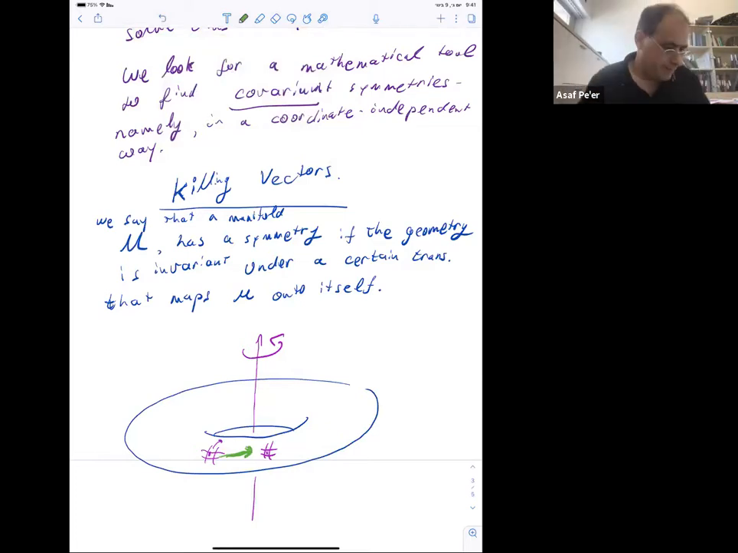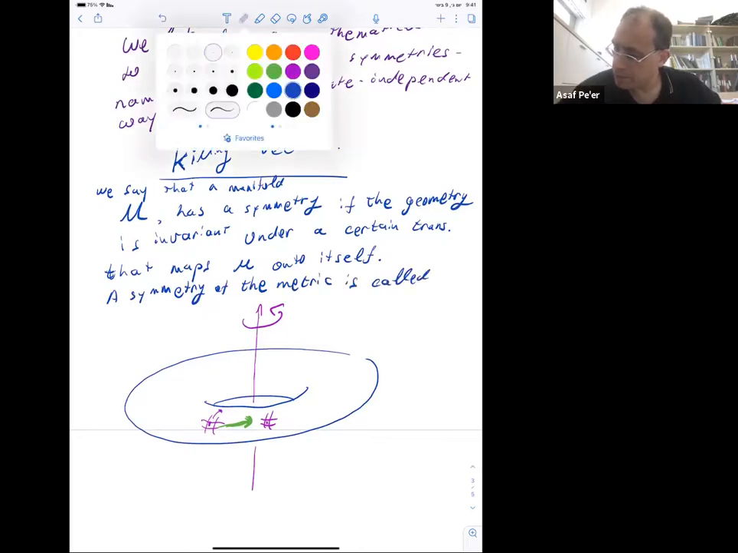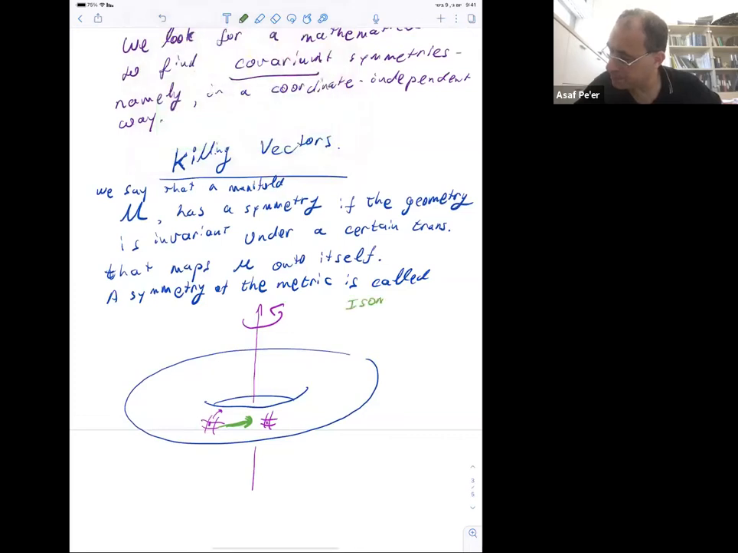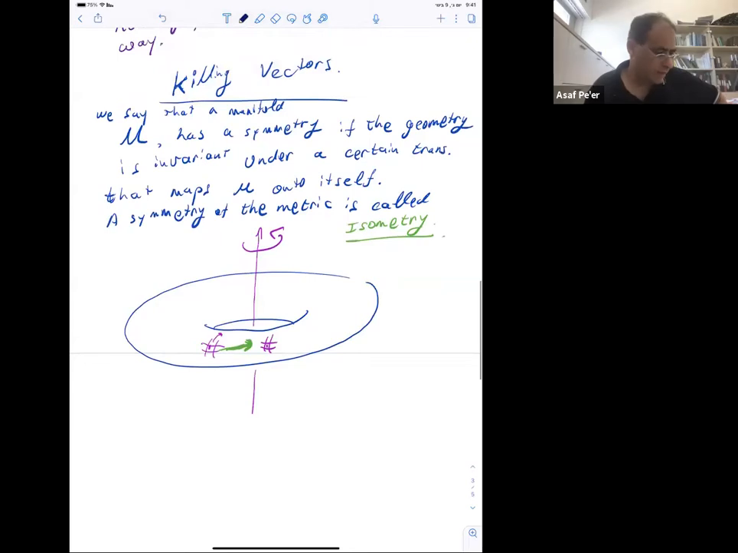Now, such a symmetry has a name, this is called an isometry. So a symmetry of the metric is called an isometry. So that's what we're looking for. We're looking for isometries.